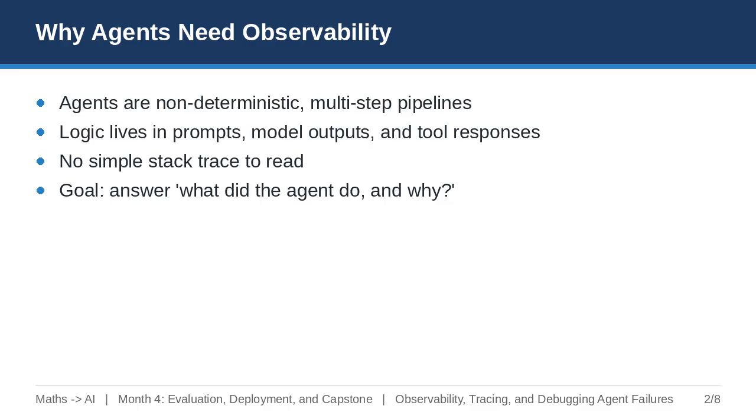Unlike a deterministic web service, an agent can fan one request into dozens of LLM and tool calls. The reasoning lives in text, prompts, and completions, not in code you can step through. Observability gives you the recorded evidence to reconstruct exactly what the agent did and why it chose each action.